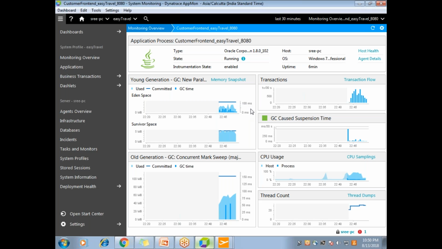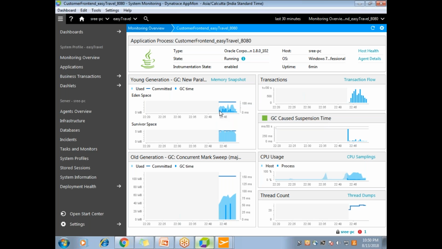Don't get confused with this time. This time is for the GC. Okay, GC time. Did you see that? This is the GC time. The Eden space, the scale is over here. So this is the committed space. Out of this whole committed space, this is what is being utilized.